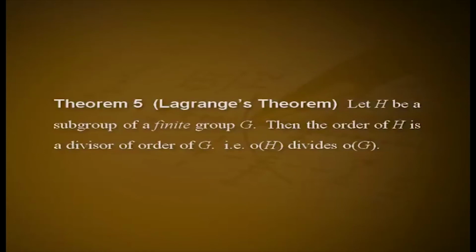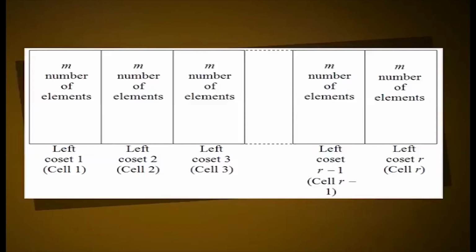Theorem 5, Lagrange's theorem. Let H be a subgroup of a finite group G. Then the order of H is a divisor of the order of G, that is, order of H divides order of G. Proof. Let n be the order of G and let H be of order m. We know that every coset, left or right, of a subgroup H of group G has the same number of elements as H. Therefore, here every coset of H has m elements. Let r be the number of cells in the partition of G into left cosets of H. Then n equals r times m. So, m is a divisor of n, that is, order of H divides order of G.